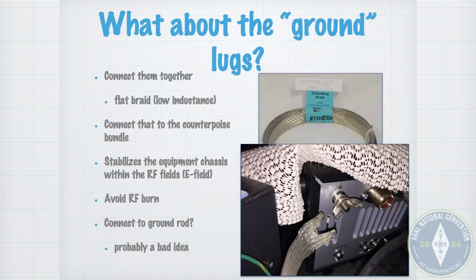My recommendation is you tie them all together, maybe use some low inductive braid, and put them all in the same voltage spot, roughly, and hook your counterpoises to that. That will keep the whole shack, all the equipment, at the same potential, minimize the probability of getting any RF burns, and keep that gradient to a minimum. And it's probably not a good idea to connect this to the ground rod, because I've seen people do this. We'll talk about lightning in a minute, but it's probably not what you want to do for that particular reason.